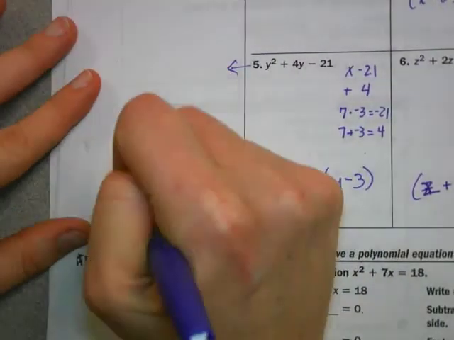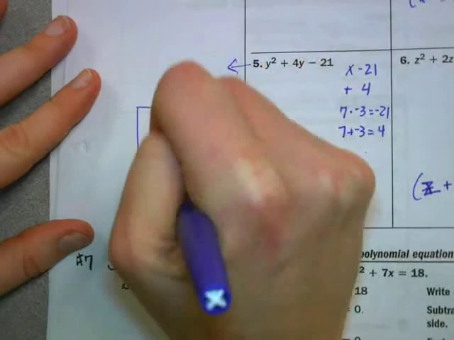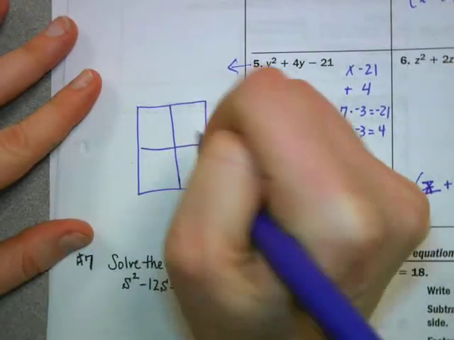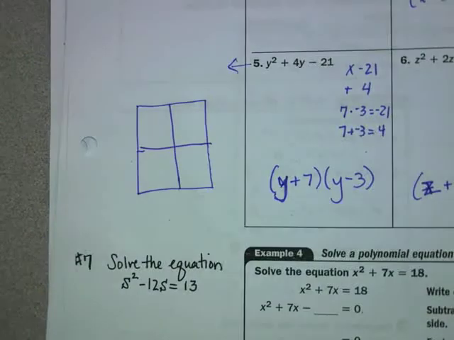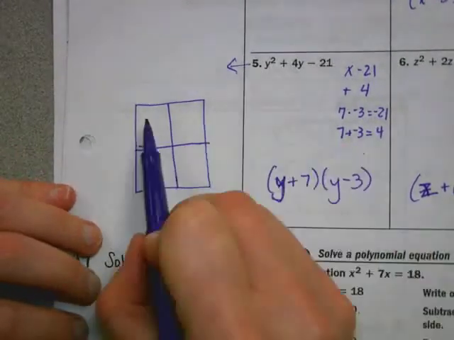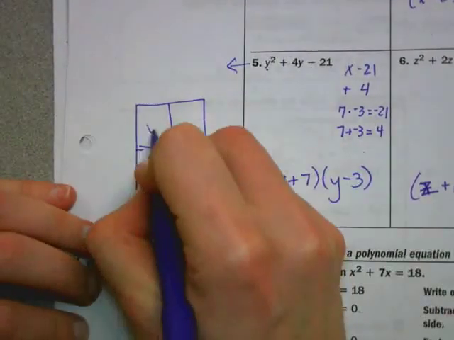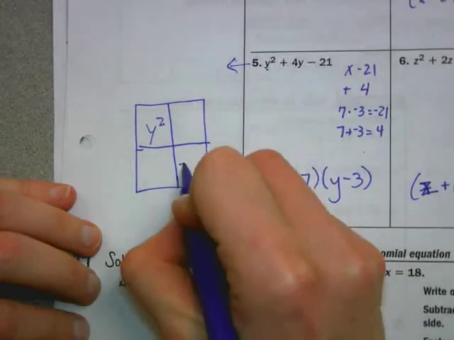process on this. Even if you're getting the other method, I just want to start implanting this into your brain so life is much easier in your future. So which one goes in the top left? This first term of y squared. Bottom right is the negative 21.